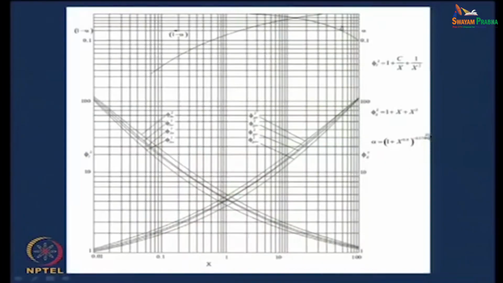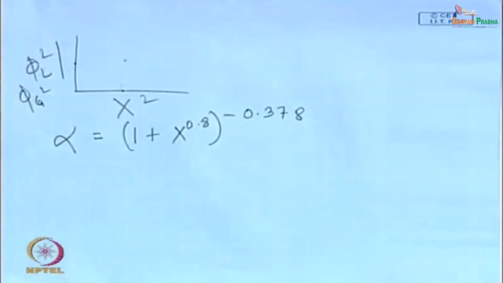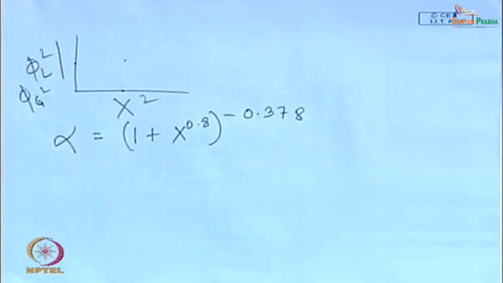Okay. And this particular expression which I have drawn here can be mathematically represented by the analytical expression which I have shown here. I do not know whether it is evident or not. So, I will be writing down the analytical expression. It is alpha equals 1 plus x to the power 0.8, whole to the power minus 0.378. Okay. So, therefore, this was the analytical expression.